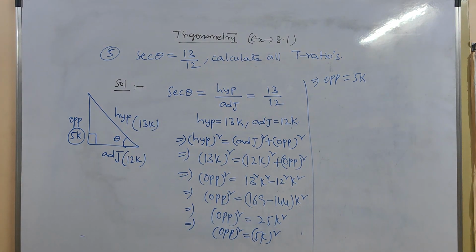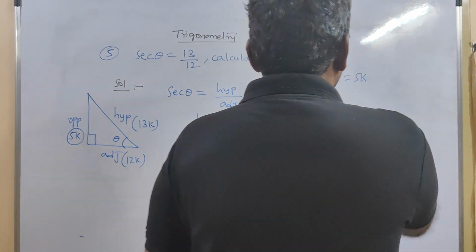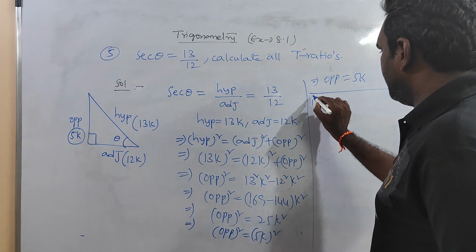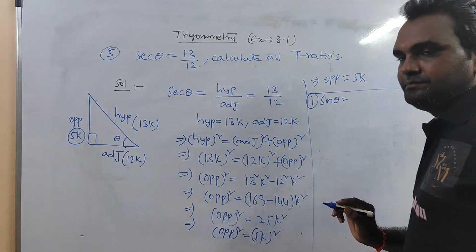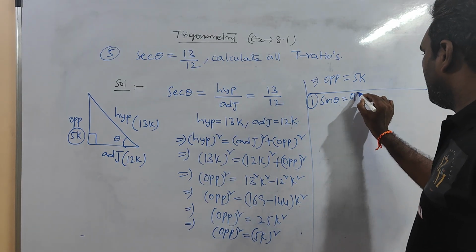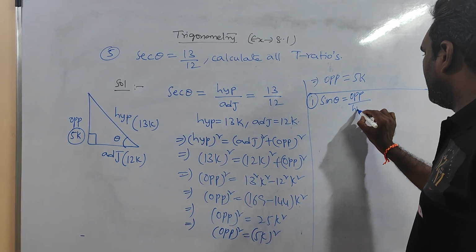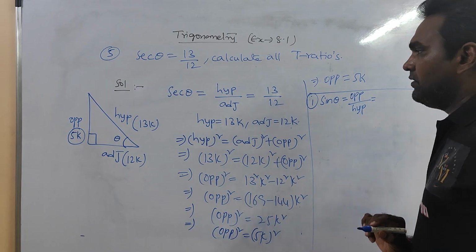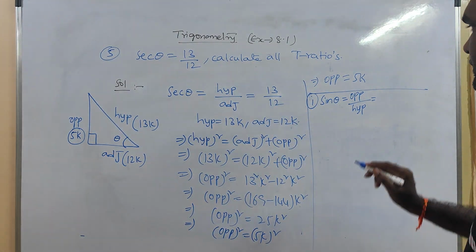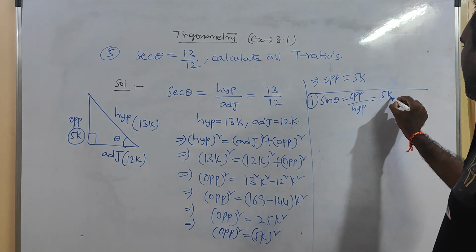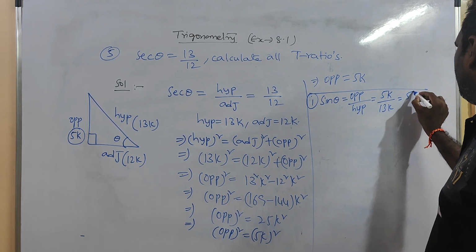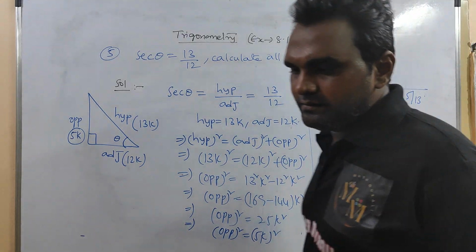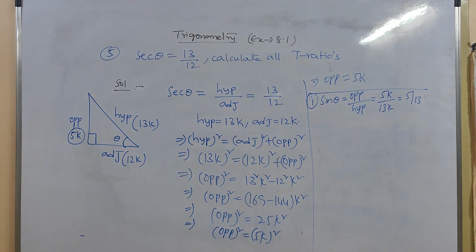And now they are asking about trigonometric ratios. Am I clear? One by one we will do. First one, sin theta. What is sin theta? Sin theta is opposite by hypotenuse. What is my opposite? 5k by my hypotenuse, that is 13k. That is equal to 5 by 13. Am I clear or not?